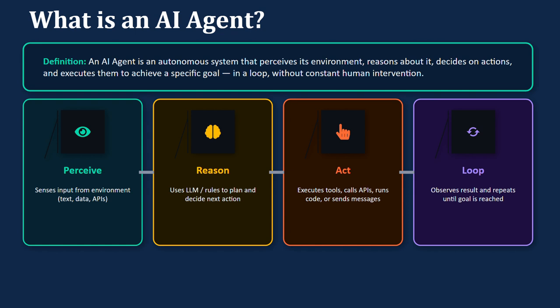Now, an AI agent is an autonomous entity which decides on the course of action and executes this action to achieve the specific goal. There is a magic in the loop without constant human intervention. There is no human intervention per se. Now we go for the next.